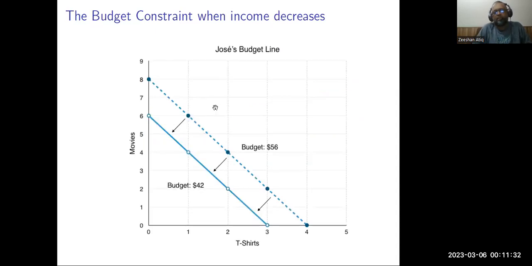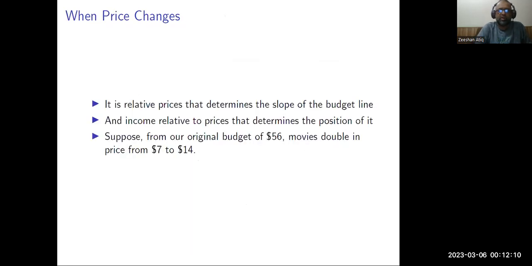Assume that Joseph's income falls from $56 to $42. Initially he could afford, for example, 4 t-shirts out of his income of $56, and 8 movies. But suppose his income falls to $42. Now he cannot afford the maximum of 4 t-shirts and the maximum of 8 movies. He will definitely be able to afford less than what he could afford earlier, because his income has fallen. This case shows how the budget line shifts inwards. Similarly, the budget line can shift outward when the income of the individual increases.